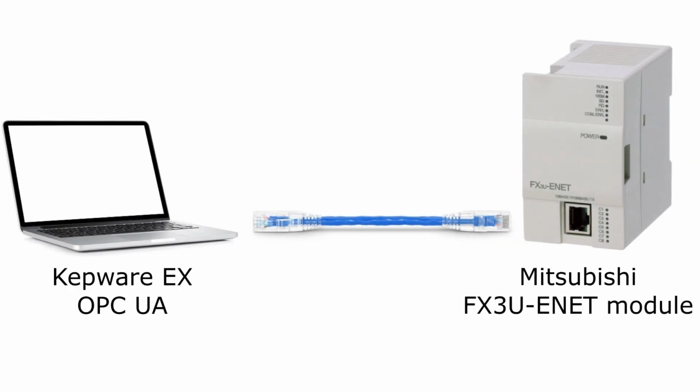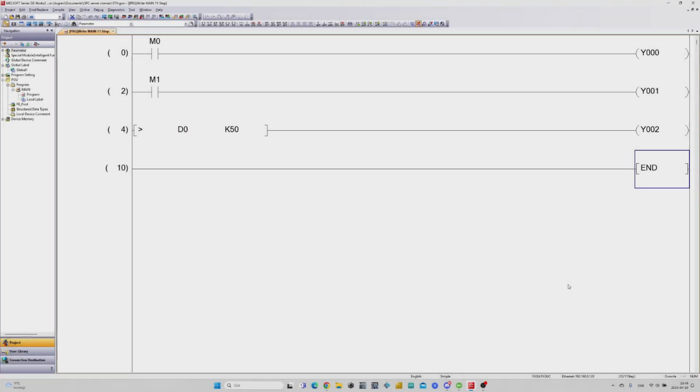In today's video, we will go through how to set up a connection between a Mitsubishi FX3U Ethernet module and a Kepware OPC UA server using Ethernet protocol. I have already made a project with some programming and global labels in my main task.